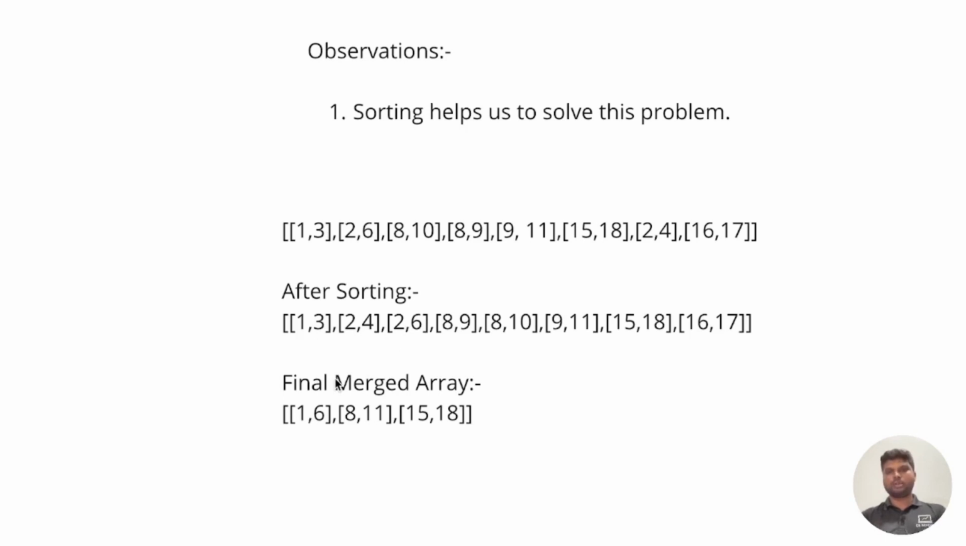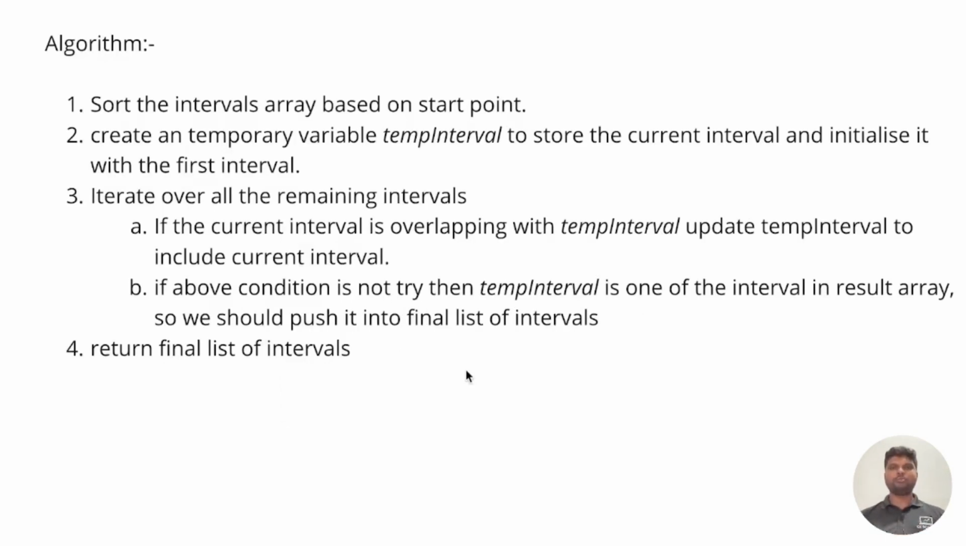Now let's look at the algorithm. This is the algorithm to solve this problem. The first step is to sort the intervals array. Then we create a temporary variable called temp interval, which will store the current interval we are processing. Initially the value of temp interval will be the first interval.